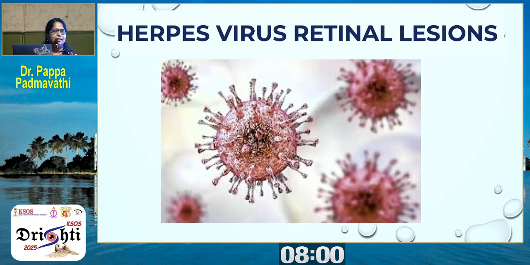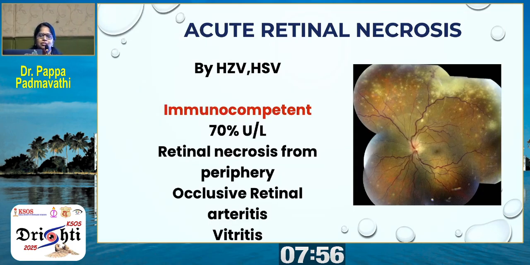So from the anterior segment, now move on to the posterior segment. So let us see some of the common viral retinal lesions. The most common being the herpes virus retinal lesions. It can produce acute retinal necrosis. It can be produced by both HSV and HZV. Usually seen in immunocompetent, and 70% of cases are unilateral.